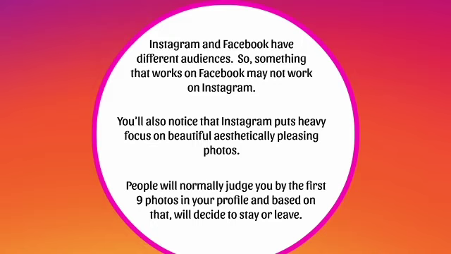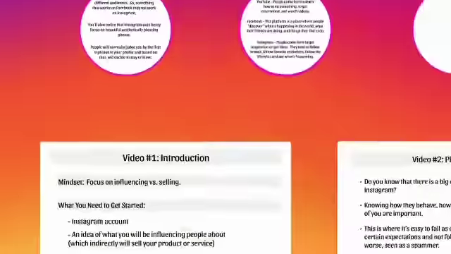On your Instagram profile, when people go to the profile, they're going to see about a few images. And people will normally judge you based on the first 9 photos in your profile. And based on that, they will decide to stay or they will decide to leave. So you've got to make sure that you choose your best 9 photos up front. So when somebody comes to your Instagram profile, they see the best of the best, right?